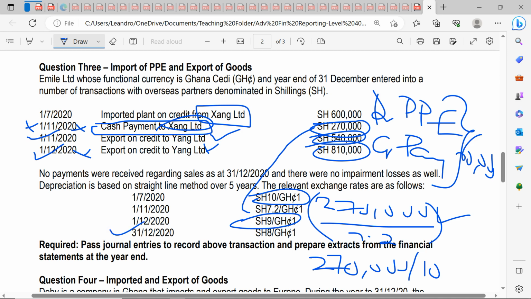Then come 31st December, it is the year end. So we do year end translation of balances. You go into the accounts, and all the foreign currency balances will be translated at the end of the year. Because we have PPE, there will be depreciation to calculate at the end of the year. Because we have receivables, a monetary item, they are translated at the closing rate, and the closing rate is 8. So you determine the balance of the receivable, translate it at the closing rate of 8, and compare it with the initial recognition of the receivables.